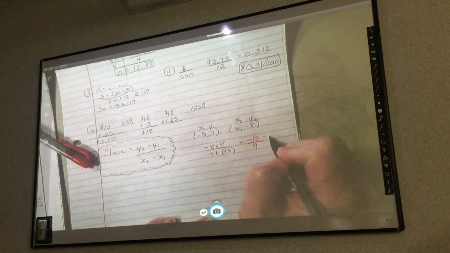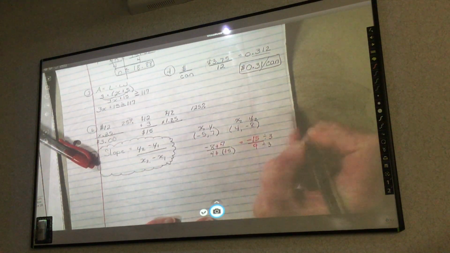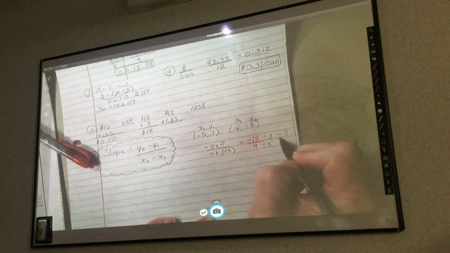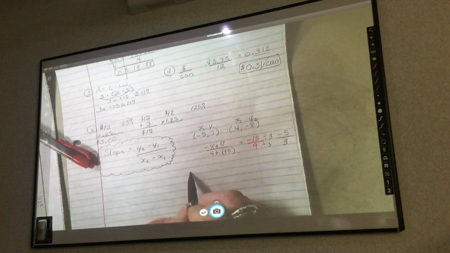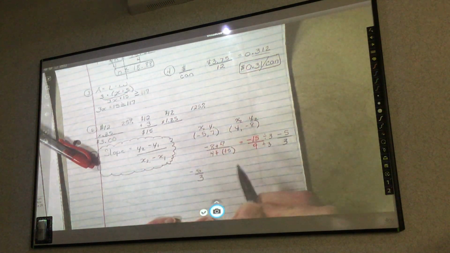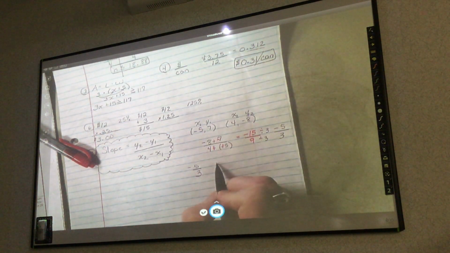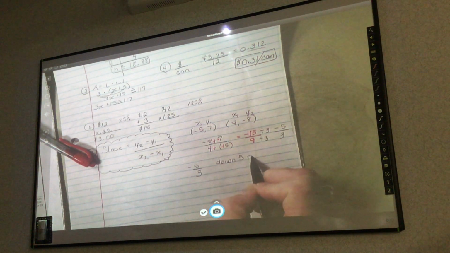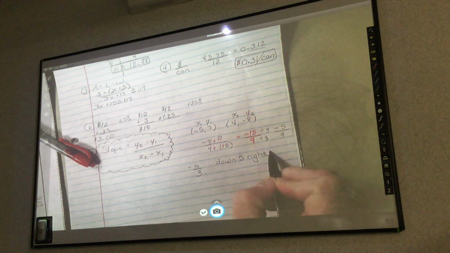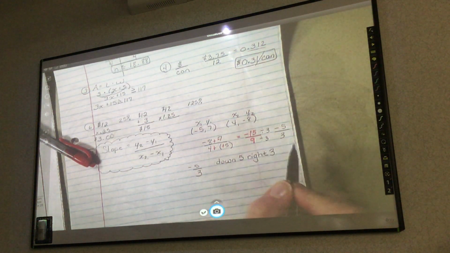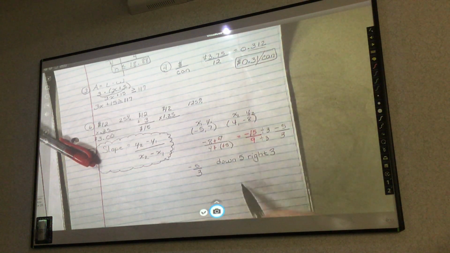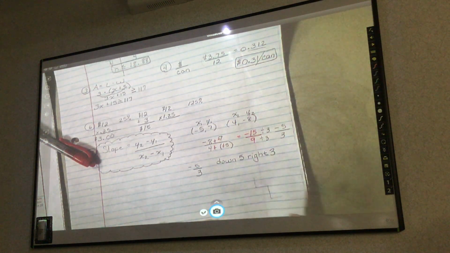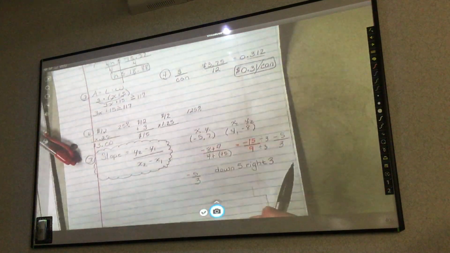Then I need to reduce by 3. Okay, and so now I have a -5 over 3. What -5 over 3 means is that it goes down 5, right 3. So for every point I go down 5, right 3. Down 5, right 3. Down 5, right 3. Okay, it's like how you're gonna get to that next point.